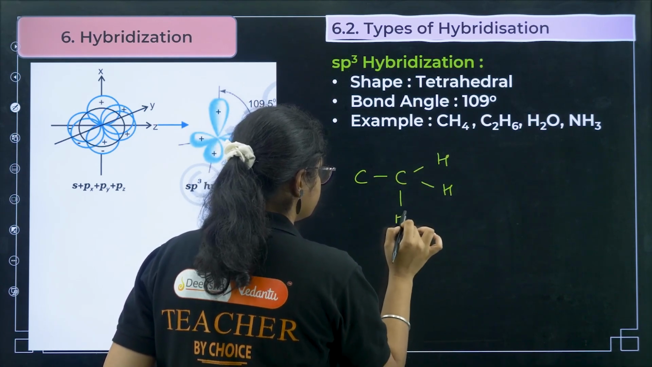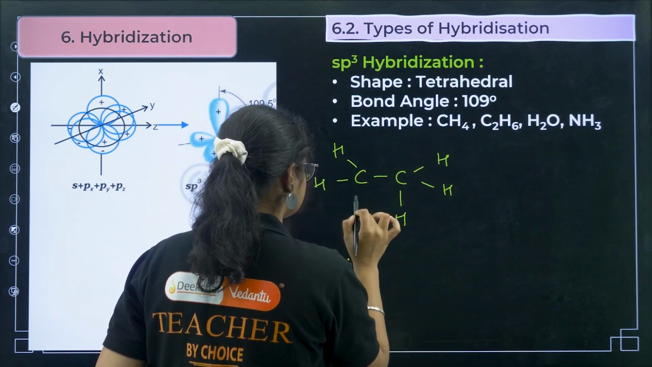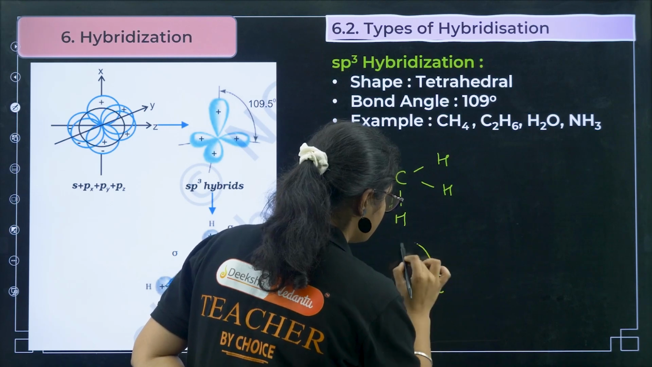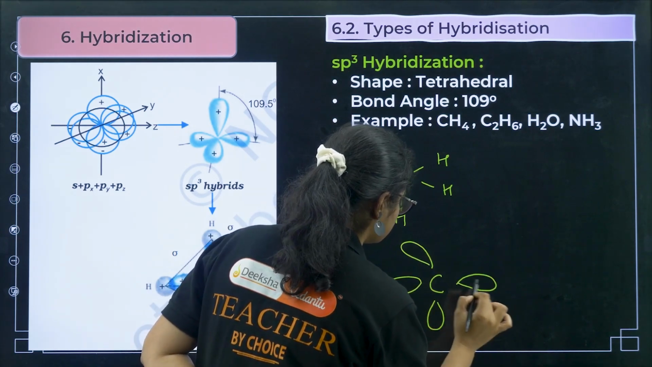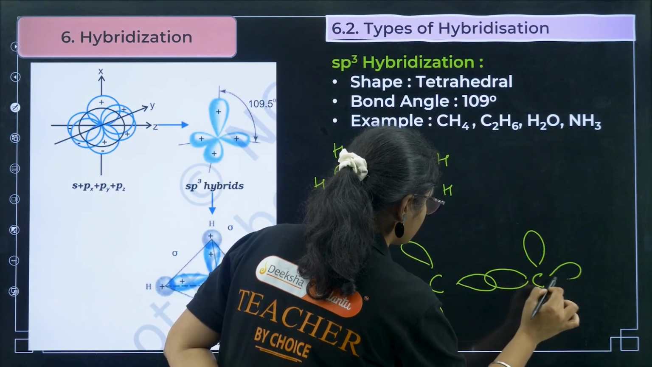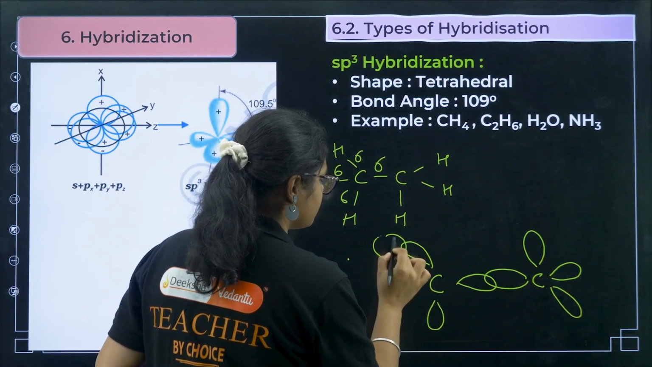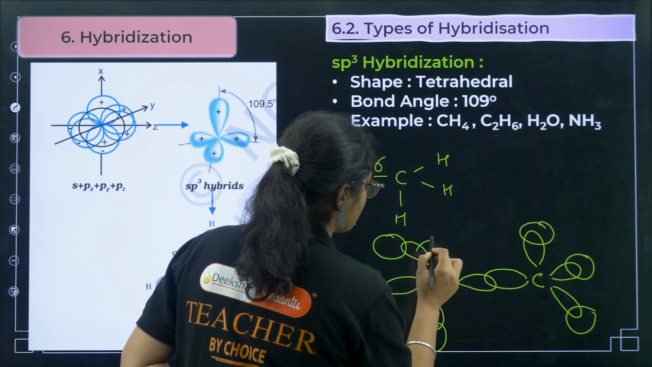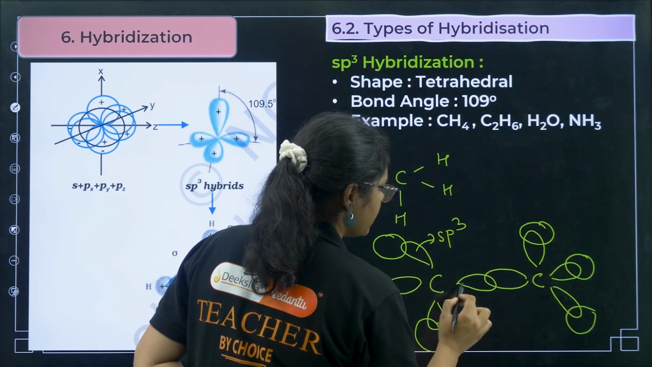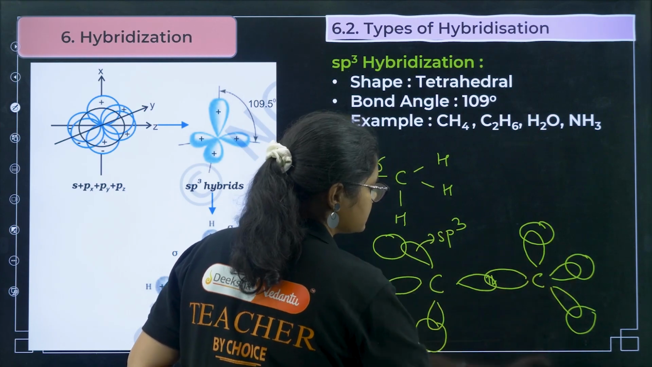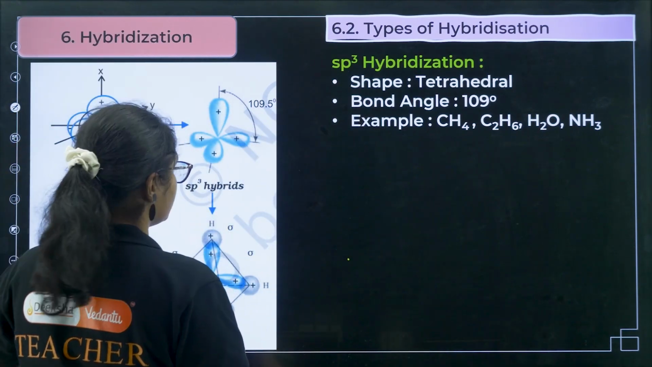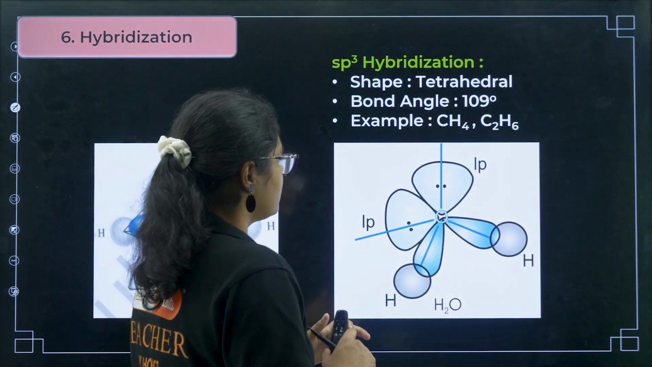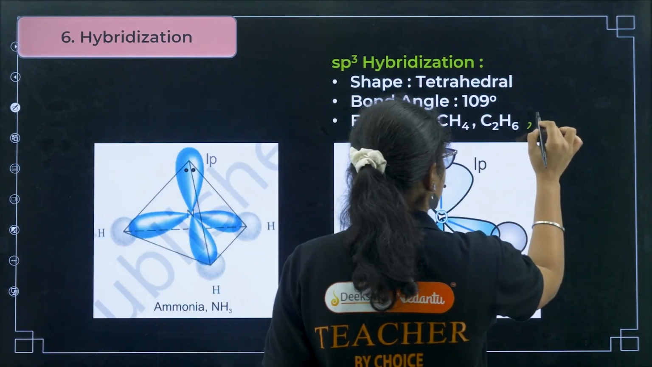Yes, I can draw like this, right? So how many sigma bonds does each carbon have? 4 sigma bonds. So carbon is having 4 sp3 hybrid orbitals. Now this one will form bonds with hydrogens, and these are all sp3 hybrid orbitals. So here there is a sigma bond, these all are your sigma bonds, so that you can see here. Okay, clear.